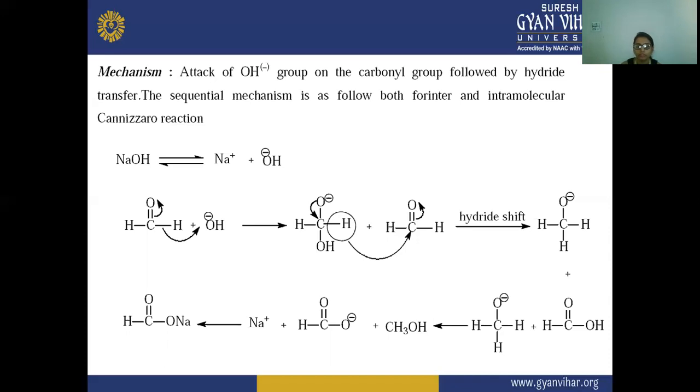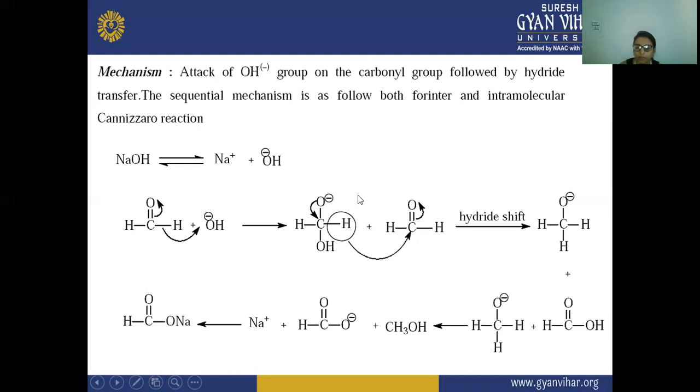We have taken one molecule of formaldehyde, and this OH reacts with it, and there is a formation of this bond. Here you will see a shifting of the bond to this position, which gets a negative charge, while the carbon has a positive charge. That is why this OH negative will attack this positive carbon, the electrophile, and this intermediate is formed here.